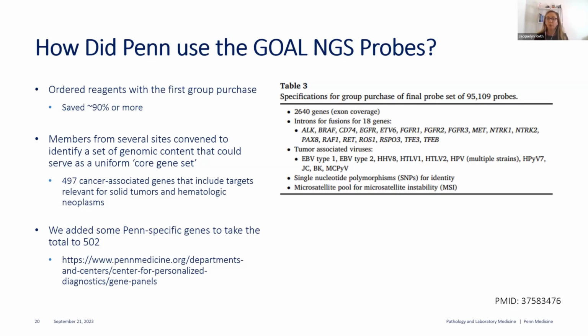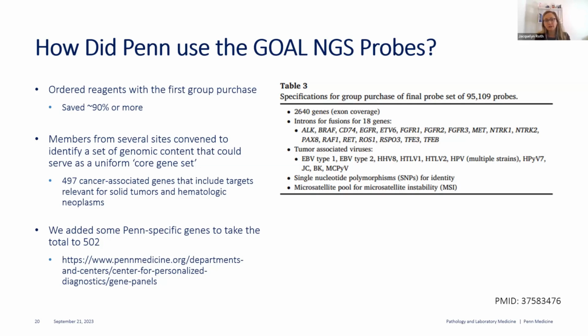We were able to do bulk probe purchasing. This is a capture NGS assay, and save those many hundreds of thousands of dollars. If anyone is interested in exactly what we ordered, I've included a table from the publication where there were about 2,600 genes, as well as some other probes to detect a variety of other important things in oncology that we wanted to look at. We also participated in a discussion where several sites convened to identify a core gene set that we recommended everybody offer.